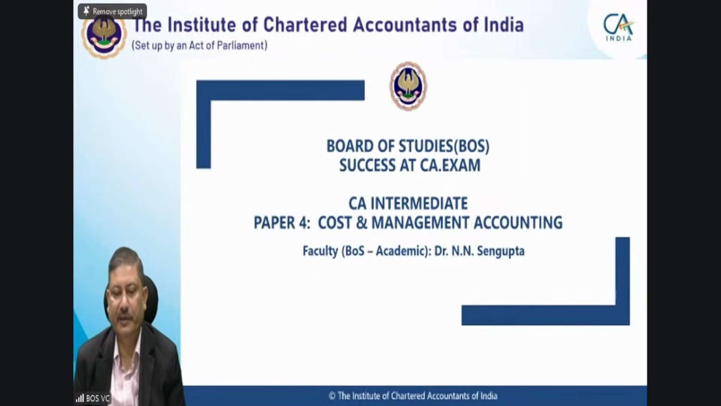And today we will be discussing for the subject CA Intermediate Paper 4, Cost and Management Accounting. This is a very important paper, the first paper of the second group, that is Group 2. And we know that this is a paper where there are a lot of numericals.